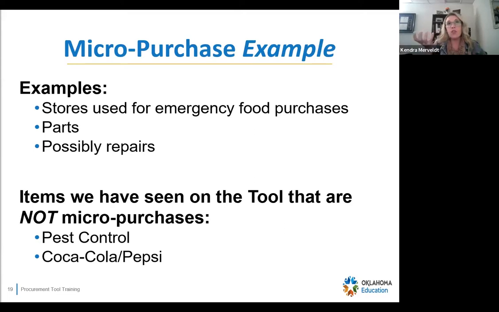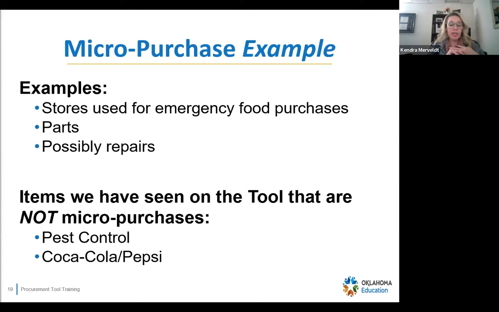Because if the food truck comes and they're missing an item, you're just going to go to the store and buy stuff. You're not going to check prices, but you already are purchasing food from a vendor, and then you purchase your milk from Highland or whoever. Again, the thing that we see on there a lot that people put as micro purchasing is pest control and things like Coca-Cola or Pepsi.